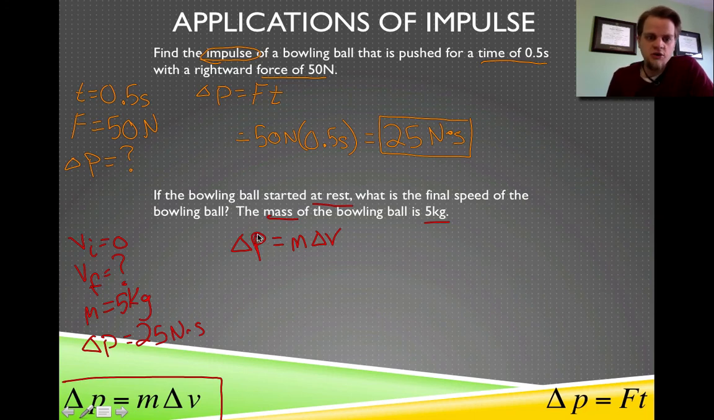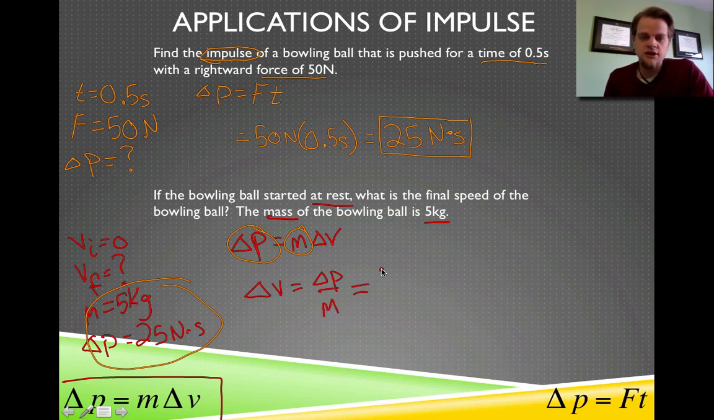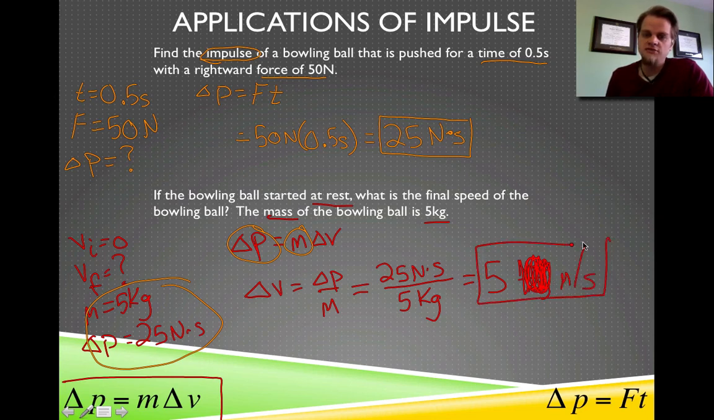So the idea is we know this. It's right here. So we can calculate this. Now if you look back at your essential equations, or if you just figure it out, delta V equals the change in momentum divided by the mass. So we just substitute and solve. The change in momentum was 25 Newton seconds, and you divide that by the mass of 5 kilograms. And what do you get? Well, 25 divided by 5 is 5. Now you could leave it as Newton seconds divided by kilograms, but we all know that velocity is measured in meters per second. And you have your answer there.